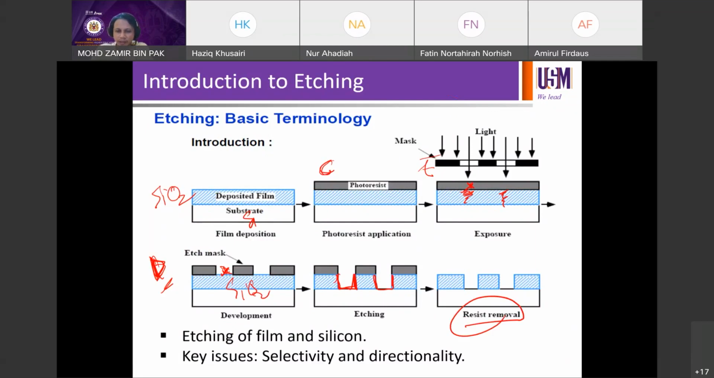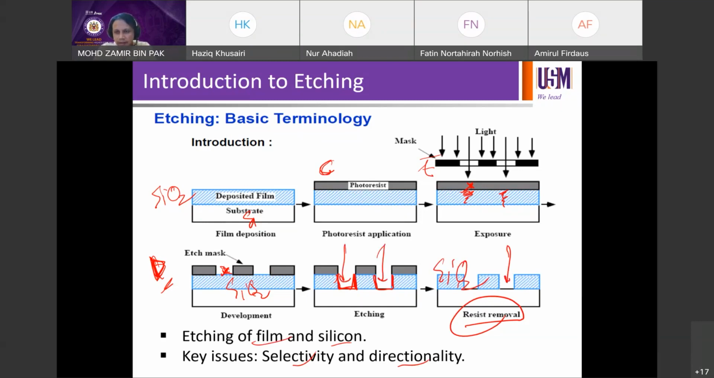So if you remove resist, then you are left with patterned silicon dioxide. Done. Okay? So etching of film and silicon, selectivity here. You can learn a few things here briefly. Selectivity of materials to different etchants in this case, and then directionality, because you can see some direction to this.